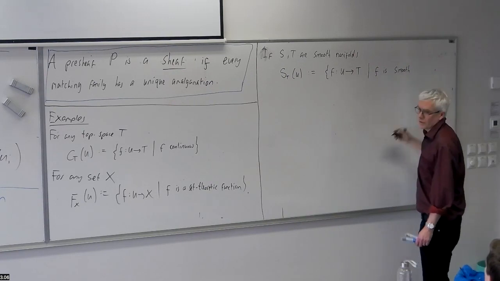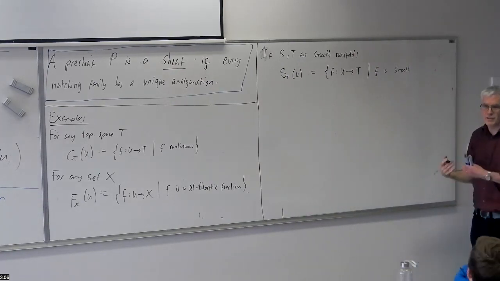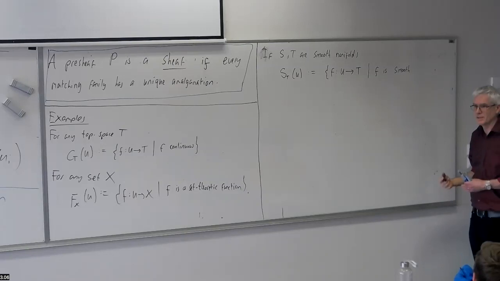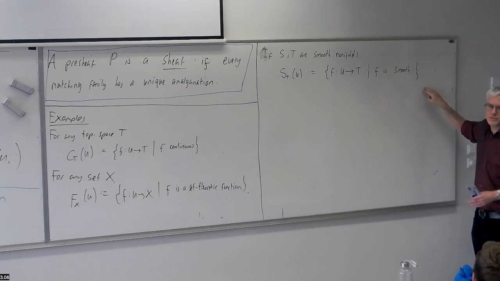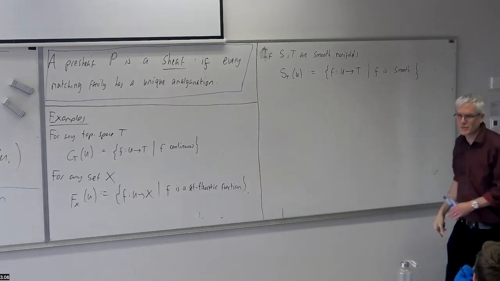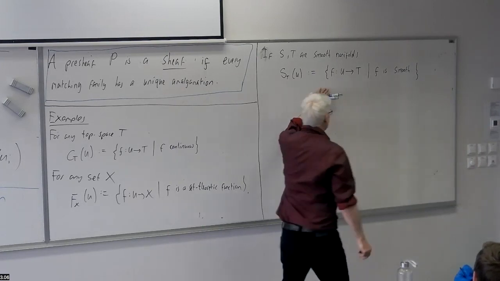Using the fact that if we've got two smooth manifolds, we have a notion of smooth map between smooth manifolds. If you're not so familiar with differential geometry, don't worry, we're not going to really talk about smooth manifolds anymore. I just want to give this as an example.